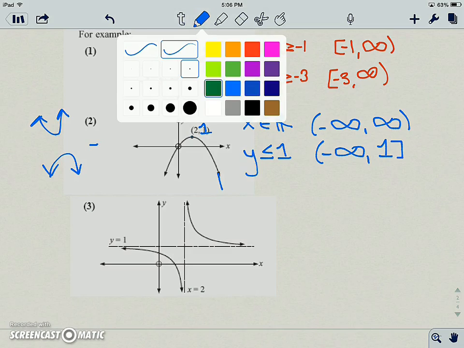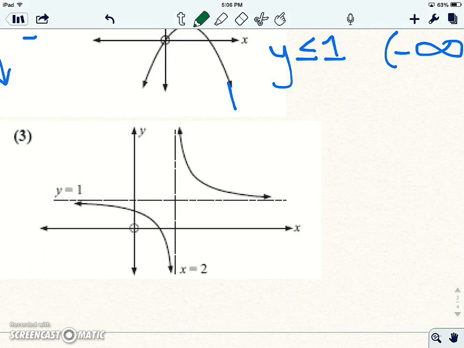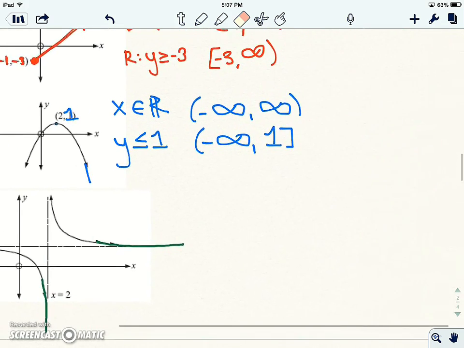Lastly, for this one, this is an interesting function. It has an asymptote at x equals 2, which means the graph will get closer and closer and closer, but we'll never touch it. And it also has an asymptote at y equals 1, which means it'll get closer and closer, but the y will never touch it. And so we have to look at it in pieces.